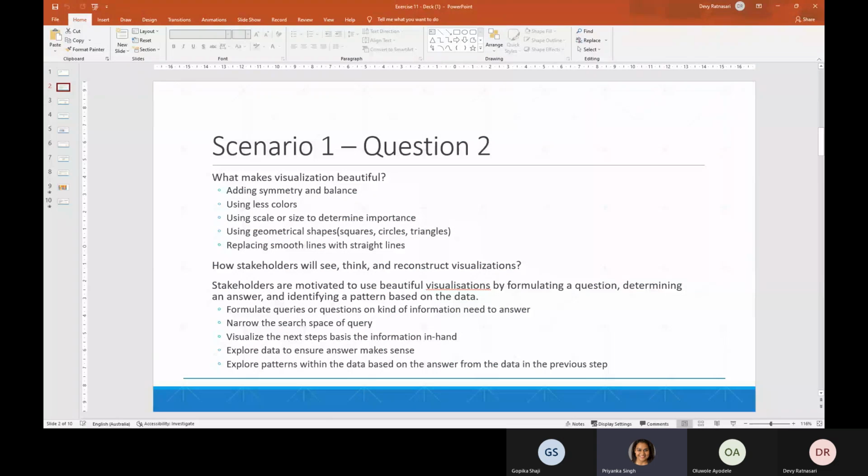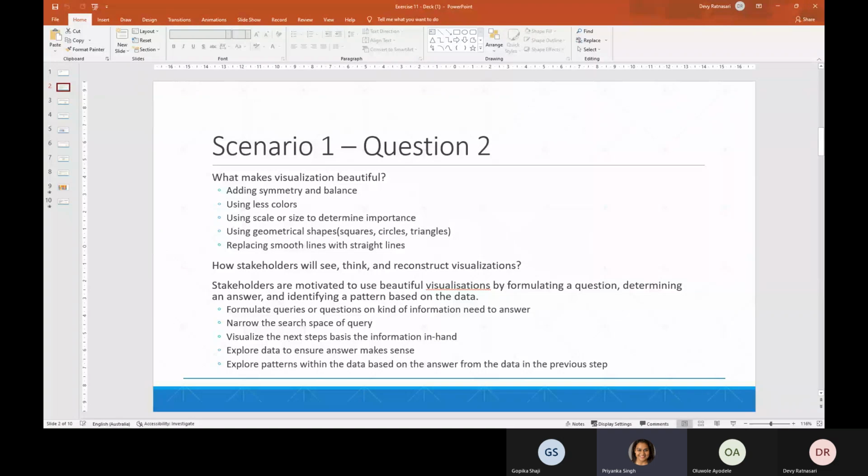What makes visualization beautiful? Adding symmetry and balance into the graph, using less color or less contrasting colors, using scales or size to determine importance so as to make important information broad, using geometrical shapes, squares, circles, or triangles, so that people can relate to them, replacing smooth lines with straight lines, because those are perceived easier to our eye.